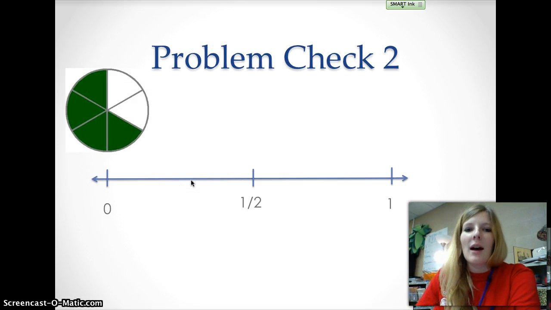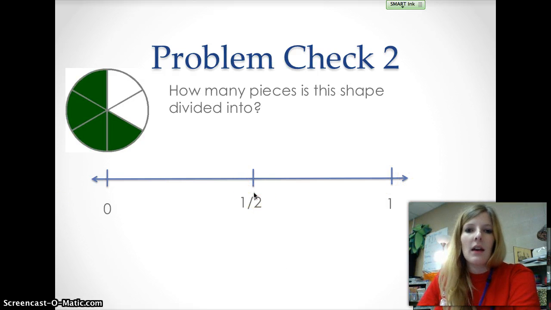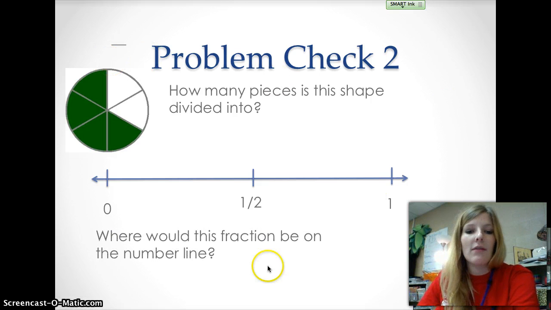Alright, I want you to try this problem now in your notebooks. Go ahead and sketch out a fresh new number line from 0 to 1. Put your benchmark fraction in. The first thing you need to ask yourself is how many pieces is this shape divided into? Figure out what that number is. Make your fraction here for the shaded in parts. Put your numerator and your denominator here. And then once you have that, figure out where would this fraction be on the number line. So you are going to need to draw your split marks in and make your hops for where that fraction would be located. Pause the video, I'll give you some time to work it out, and then I'll give you the answers.